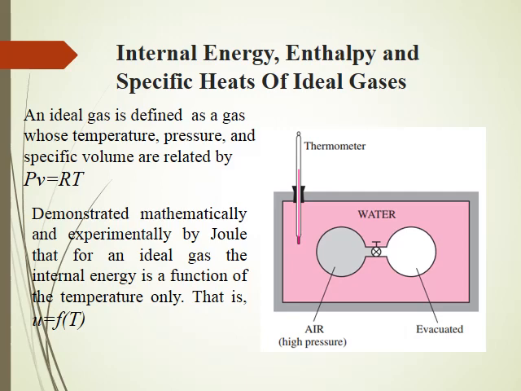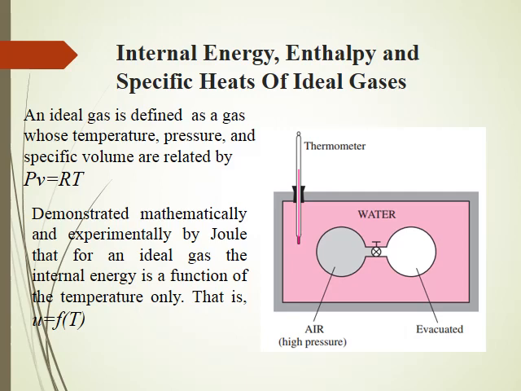Now, an ideal gas is defined as a gas whose temperature, pressure and specific volume are related by the expression Pv = RT, where P is the pressure, v is specific volume in meter cube per kg, R is the gas constant, and T is the absolute temperature, that is temperature in Kelvin.